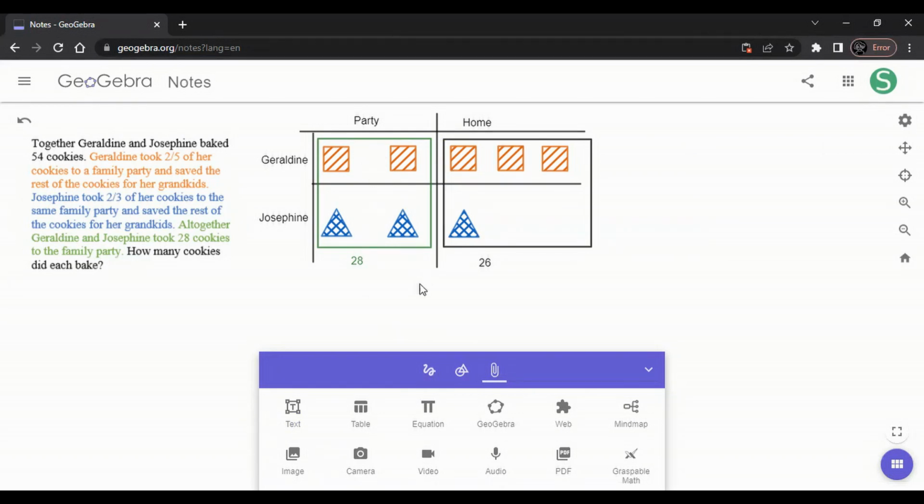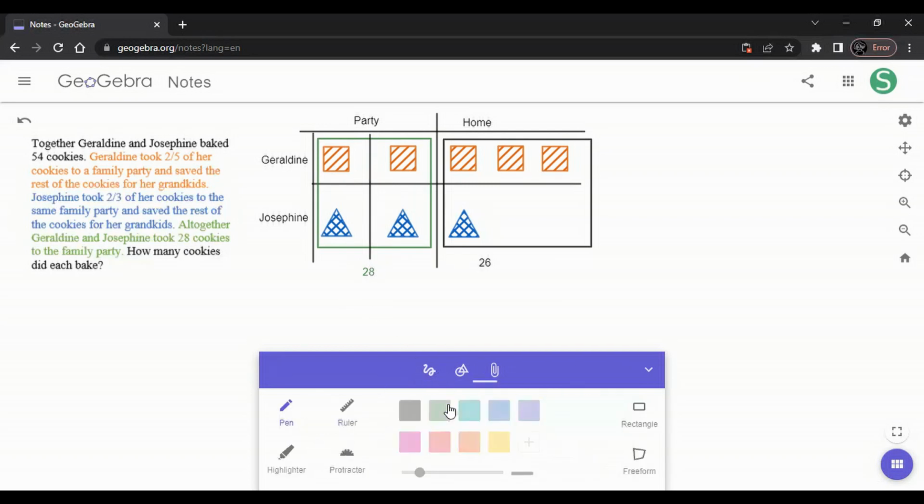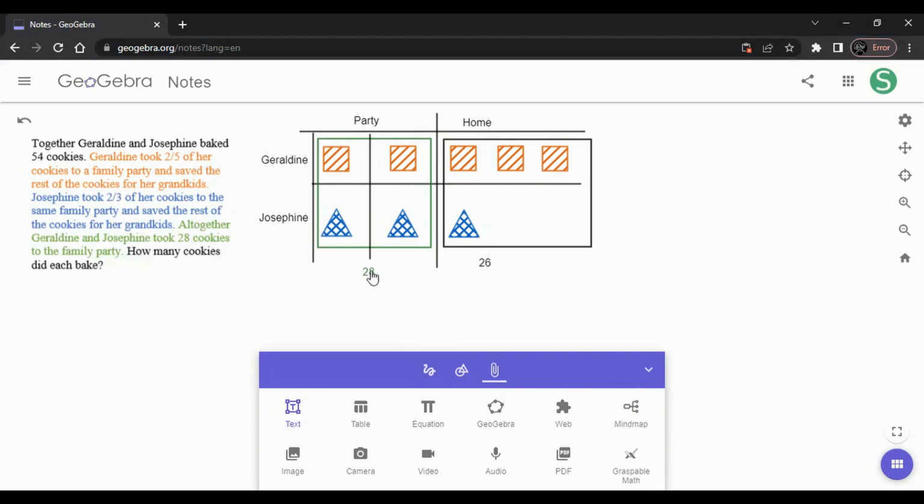Now that we've represented this, we need to figure out how many cookies 1 square represents and how many cookies are represented by a triangle. We know that 1 triangle represents 1/3 of Josephine's cookies and one of Geraldine's squares is 1/5 of her total cookies. So to find this out, we're going to look at the 28 over here. 2 squares and 2 triangles represent 28 cookies, meaning that if we divide this up, we have one square and one triangle on each side, that means one square and one triangle should represent 14 cookies.